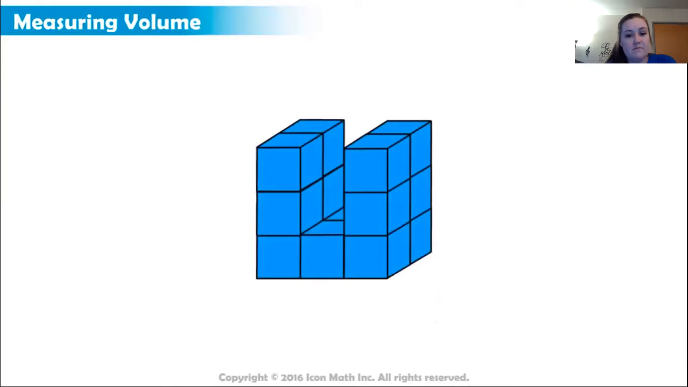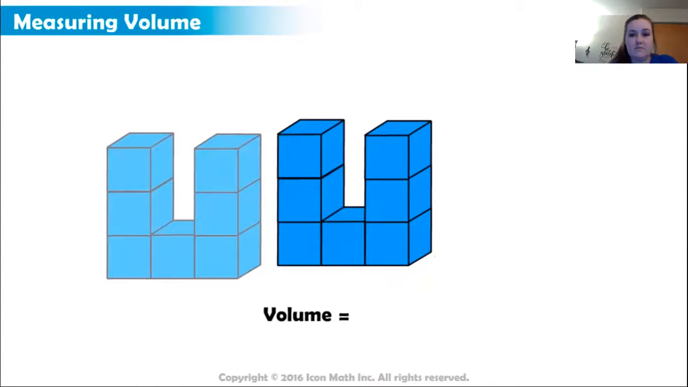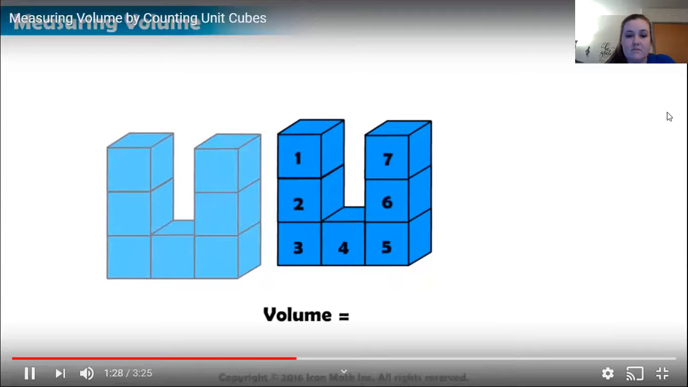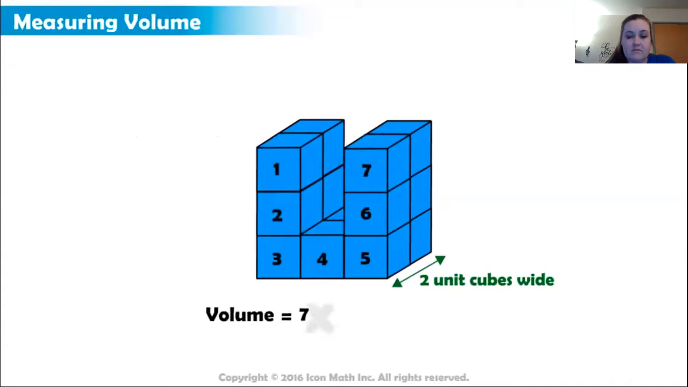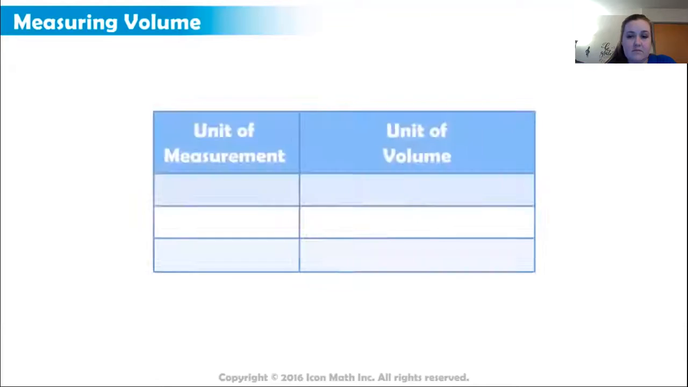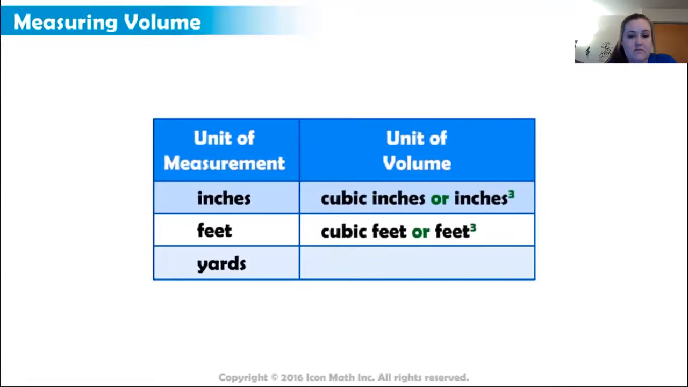Let's look at this figure. What is its volume? Notice that this figure is 2 unit cubes wide. We can see 7 unit cubes in the front of this figure. In the back of this figure, there are also 7 unit cubes. So, there are a total of 7 times 2, or 14 cubic units. When the specific unit of measurement is provided, such as inches, feet, or yards, the volume is labeled accordingly.